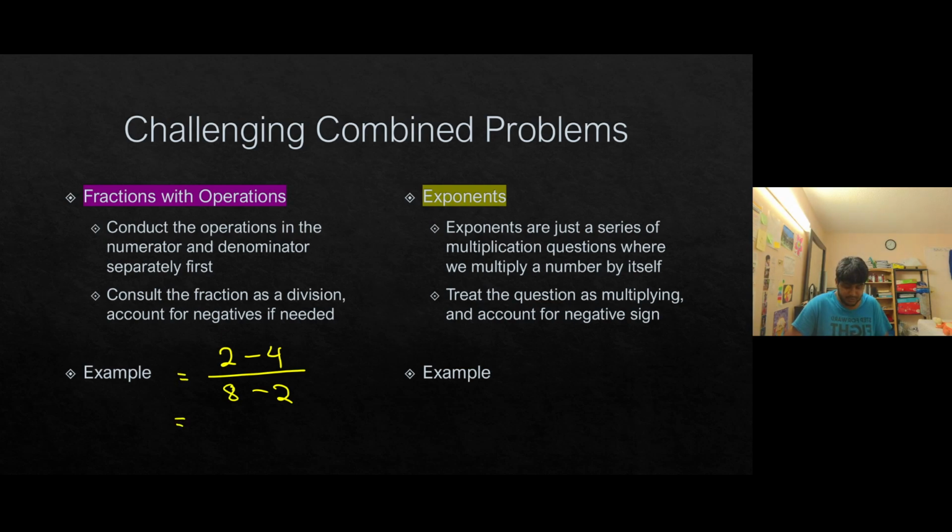bottom separately. 2 minus 4 is equal to negative 2. 8 minus 2 is equal to 6. So negative 2 over 6. And then you can just divide the top and bottom. So in this case, this goes by 3. So this is equal to negative 1/3.